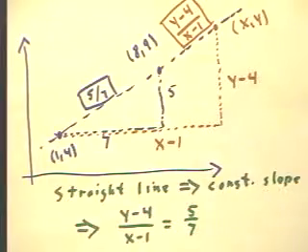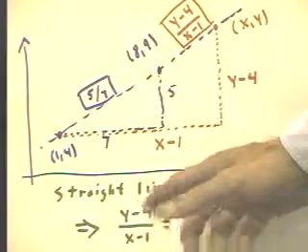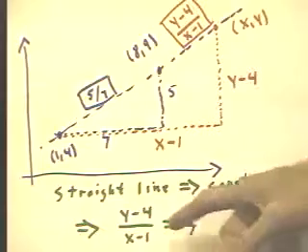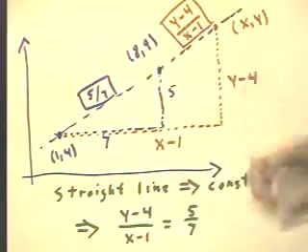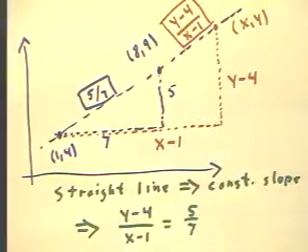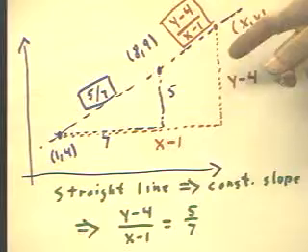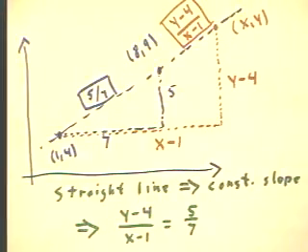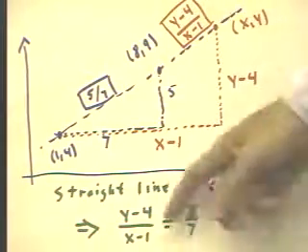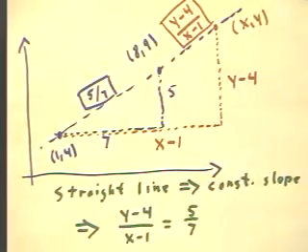So we can write down an equation for the line. y minus 4 over x minus 1, this slope, is equal to 5/7, this slope. That's all it takes to write down the equation of a straight line through 2 given points. Find the slope here, find the slope of this expression, and write down the condition that the slopes are the same. I call this the slope equals slope form of the equation of a straight line.